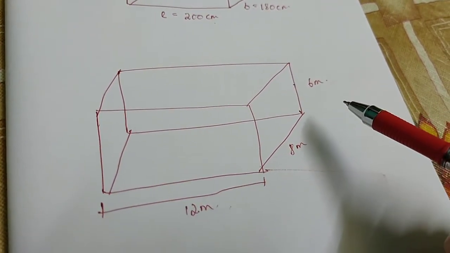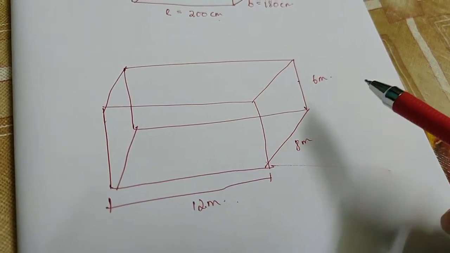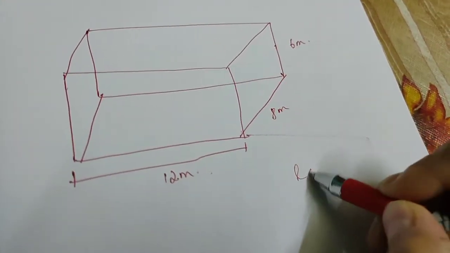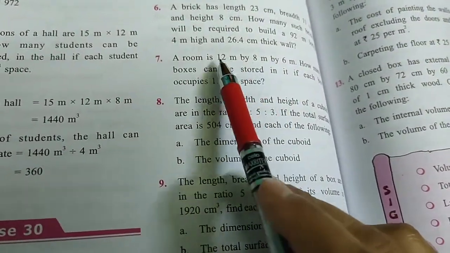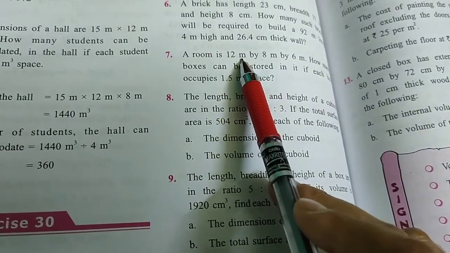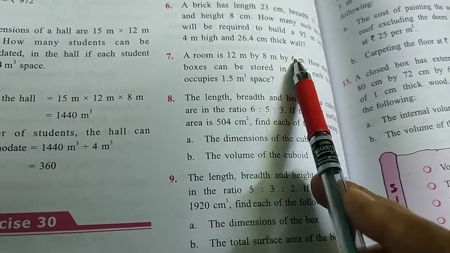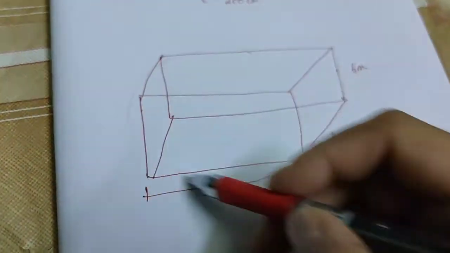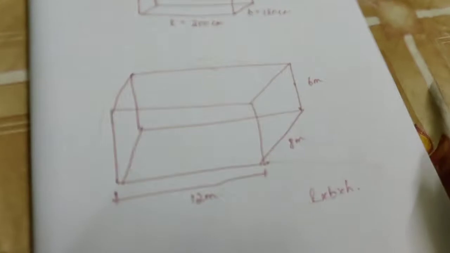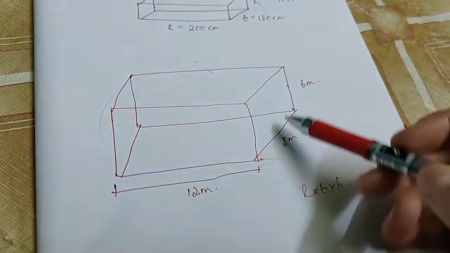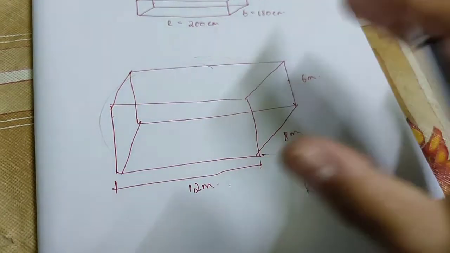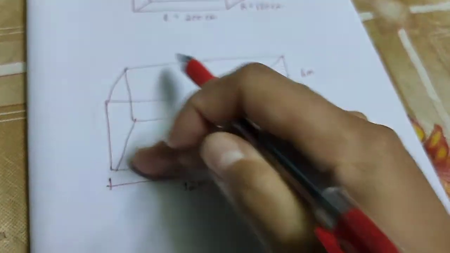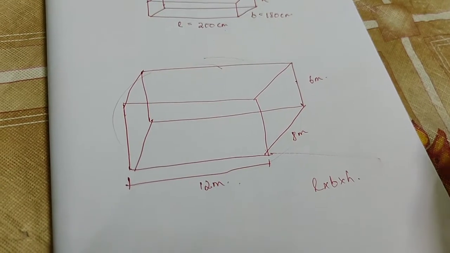Whenever it is given in this form, remember it is length into breadth into height, even if they don't mention it. So length, breadth and height are known to us, and we can find the whole volume. Volume means how big the space is, how many things we can put inside. The whole portion we are going to calculate, how big the room is.